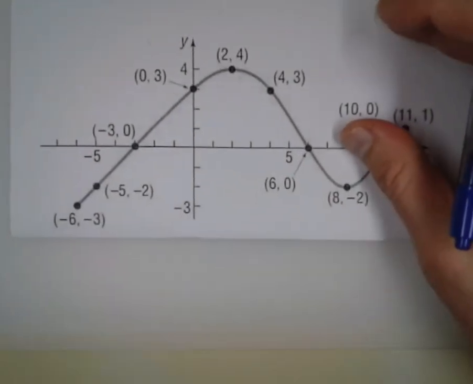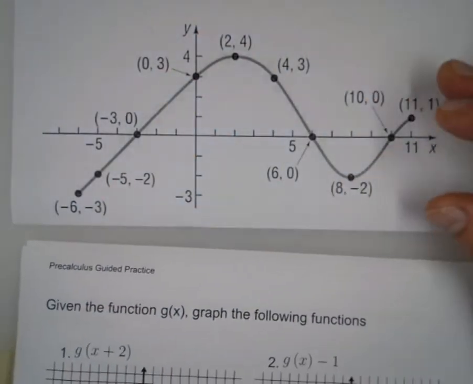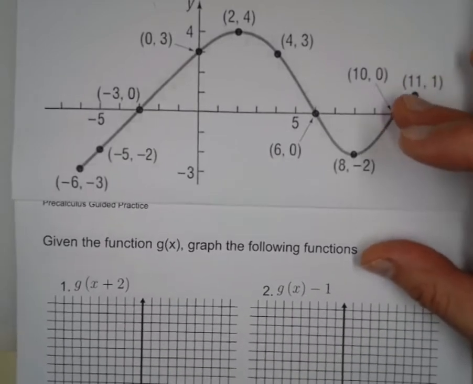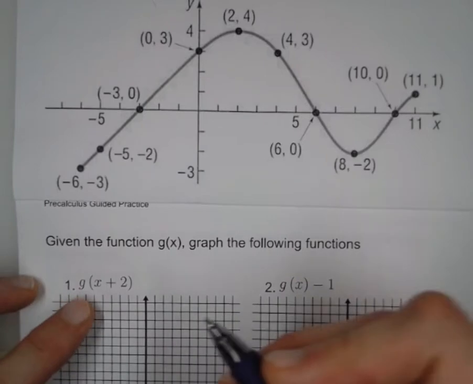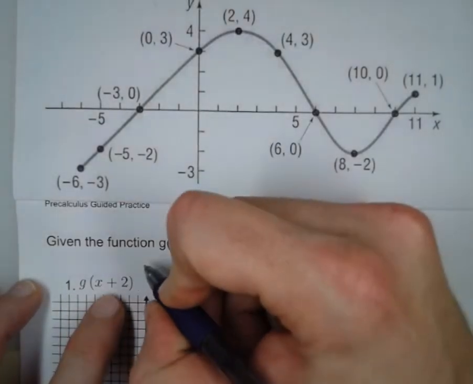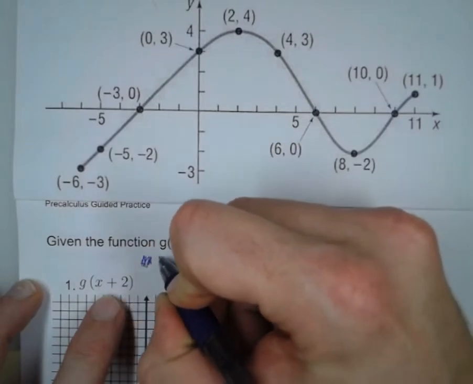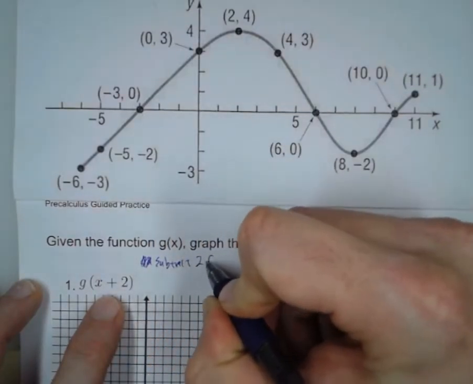Now we're going to use this graph to help us graph some of these functions, and we're calling this graph g of x. So this first graph is g of x plus 2. So we're adding 2 before we apply the function. So according to our table, that means we're going to add, no, it's inside. We subtract 2 from the x values.